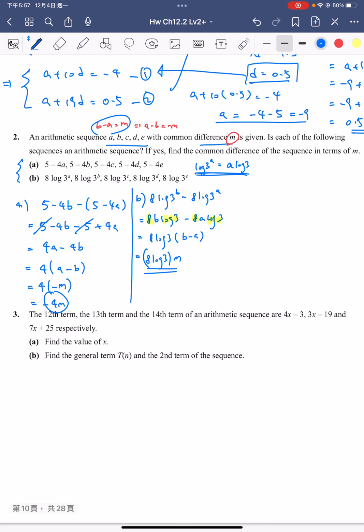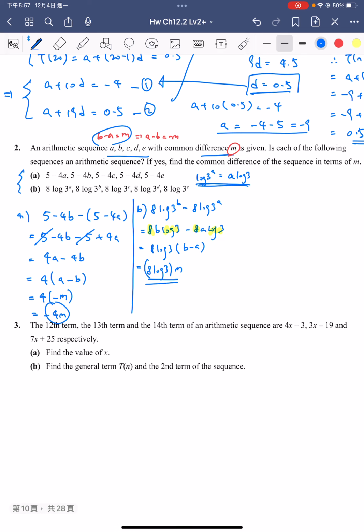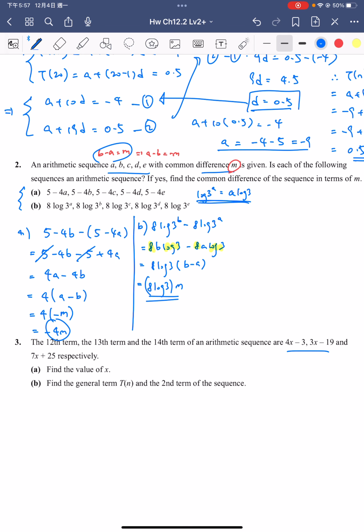Okay, so for question 3, we have the 12th term, the 13th term, and the 14th term of an arithmetic sequence equal to these 3 things in terms of x. So now we need to find out the value of x. Try to think about it as the 13th term and the 12th term having a difference which is the same as the 14th term and the 13th term. So try to set up an equation and find it out.